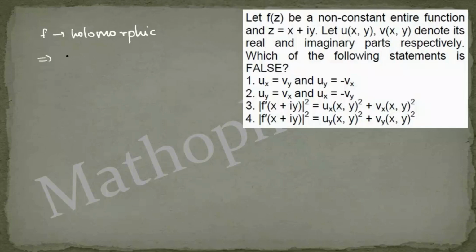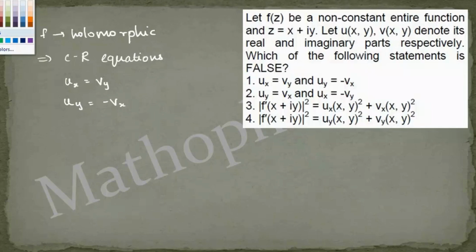Which implies it satisfies CR equations, that is ux is equal to vy and uy is equal to minus vx. So if we compare this, we can tell that option 2 is false, because uy should be minus vx but here it is just vx, and ux should be just vy but here it is given as minus vy. So option 2 is false.